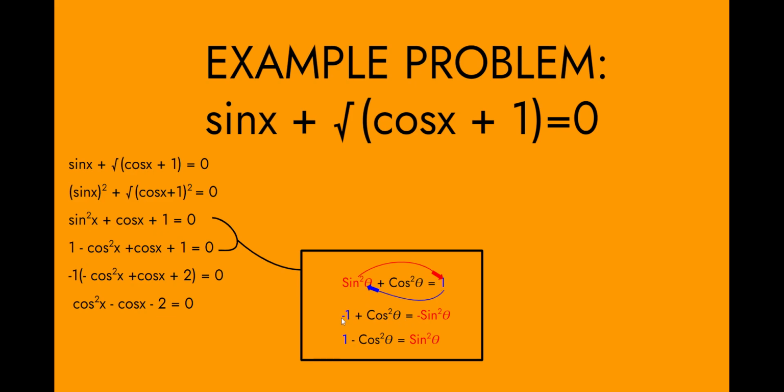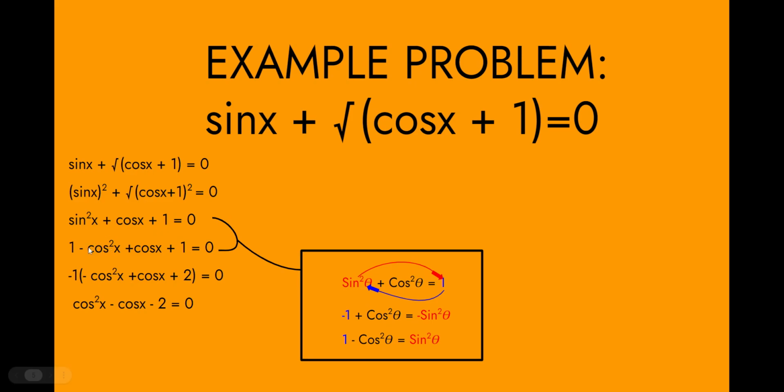Now it will be -1 plus cosine squared x, or theta, equals negative sine squared x, or theta. And that will equal 1 minus cosine squared x equals sine squared x. And that's why we can change sine squared x to 1 minus cosine squared x.